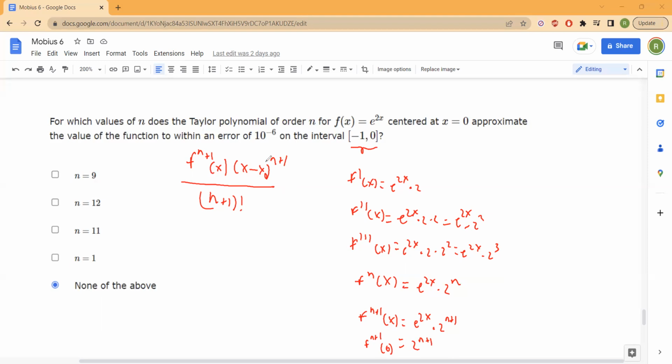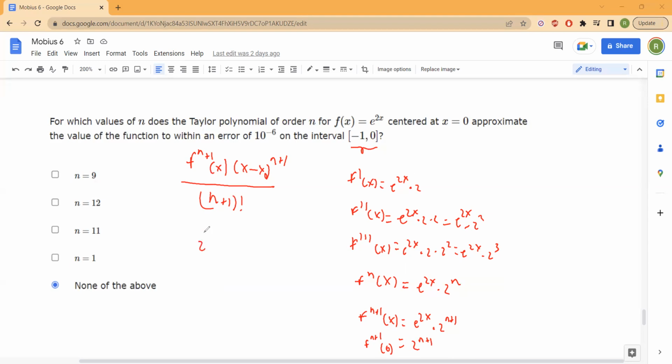Then we need to again deal with (x - x₀)^(n+1). So this time we're centered around 0. Okay, let's just rewrite it like we did last time. So then we know that our f^(n+1) times x, our n in this case, that's what we're looking for.